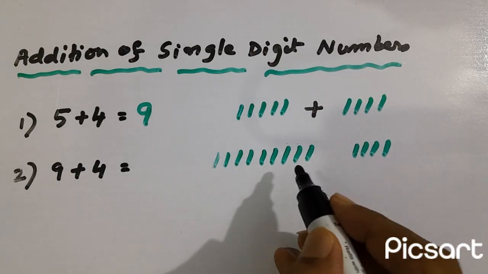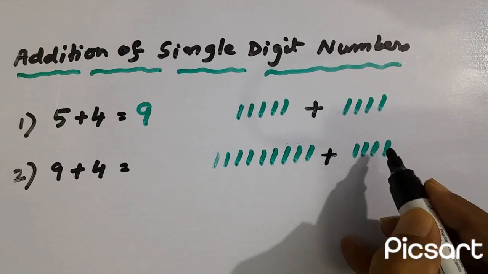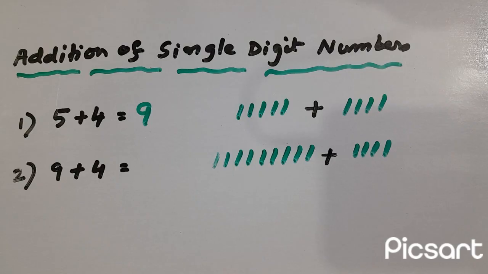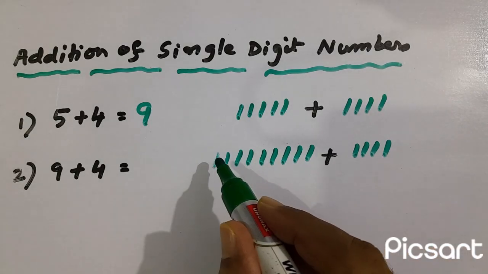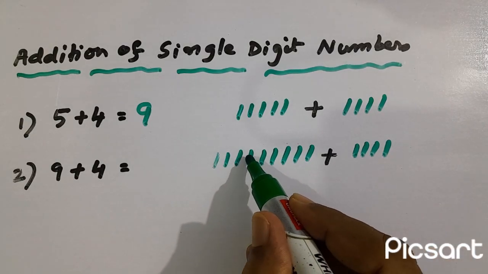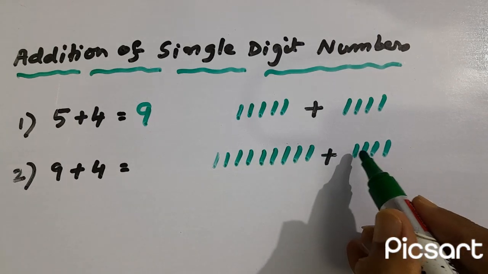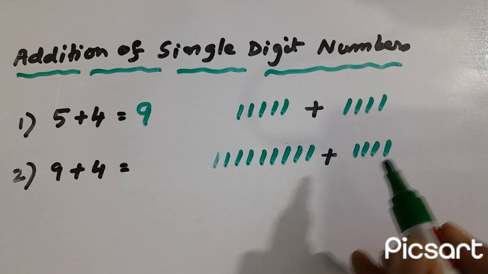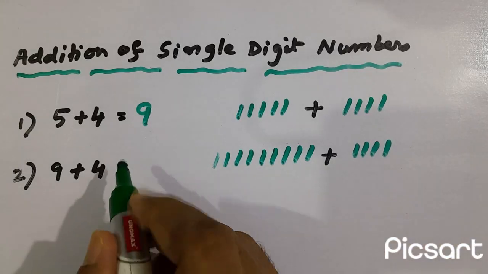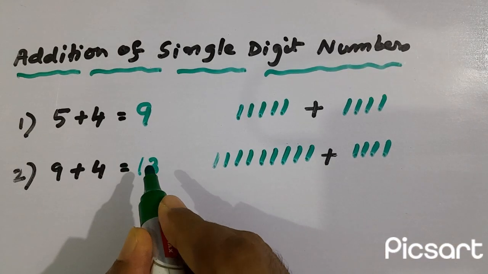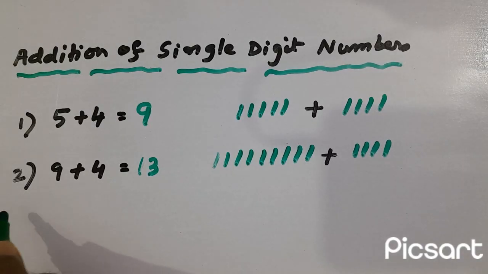Now we have to add these lines together. So if we add all these lines, 1, 2, 3, 4, 5, 6, 7, 8, 9, 10, 11, 12, 13. So 9 plus 4 is 13. So this is the answer.